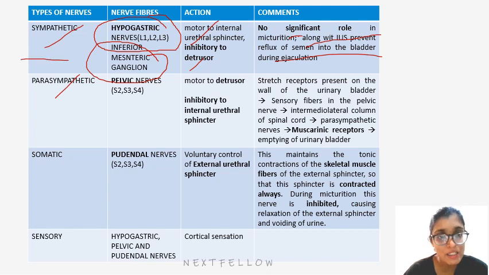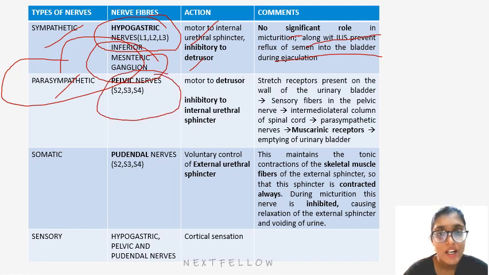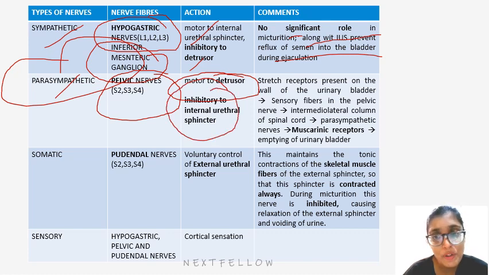Now coming to the parasympathetic system. The parasympathetic system is supplied by the pelvic nerves, that is S2, S3, S4. It is motor to the detrusor muscle. It is inhibitory to the internal urethral sphincter. The stretch receptors present on the wall of the urinary bladder send sensory fibers into the pelvic nerve, then relay in the intermediolateral column of the spinal cord. Parasympathetic nerves stimulate the muscarinic receptors and cause emptying of the urinary bladder.